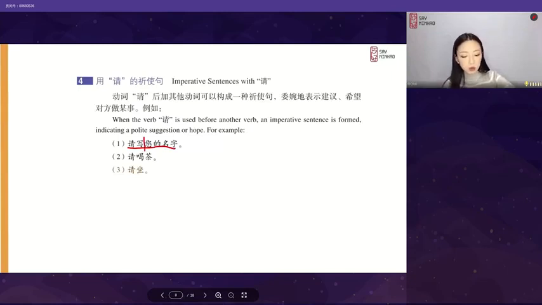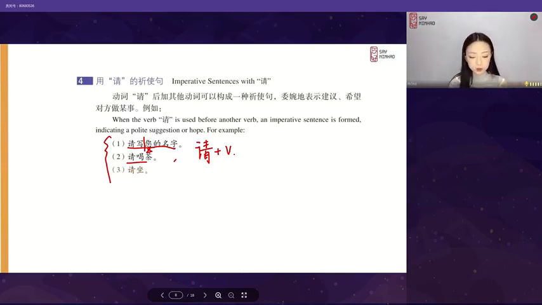qing. After qing, we put the verb xie, which means write. 请写您的名字, please write your name. 您, the polite way to say you. Okay, please write your name. Next one, 请喝茶, please drink tea. 请坐, please sit. We can see this is really polite. Really polite to express your request. So when you are asking about someone, you can say 请问, right? 请问. Okay, this is about 请.